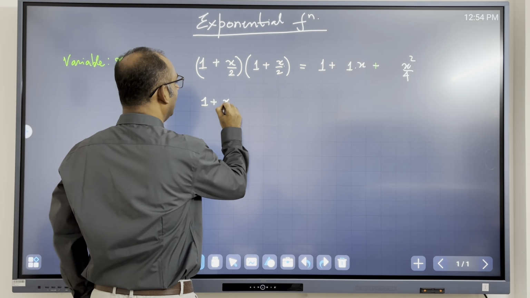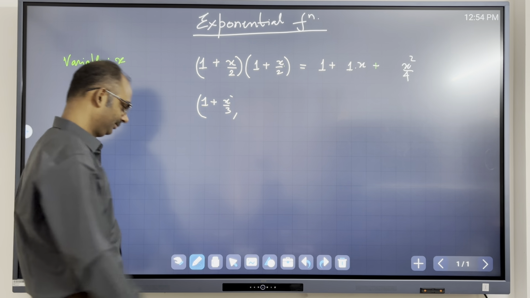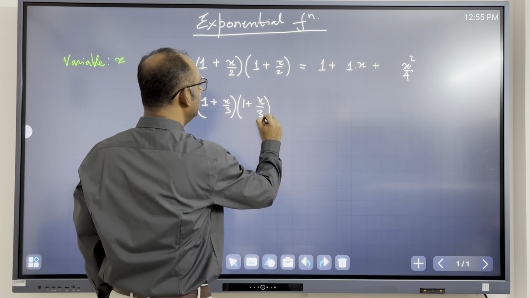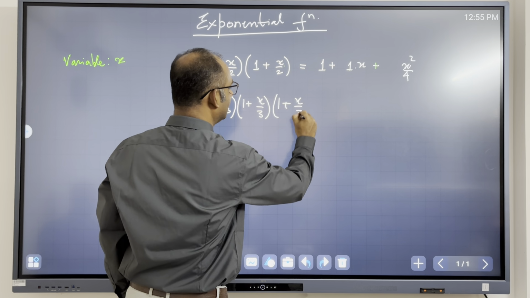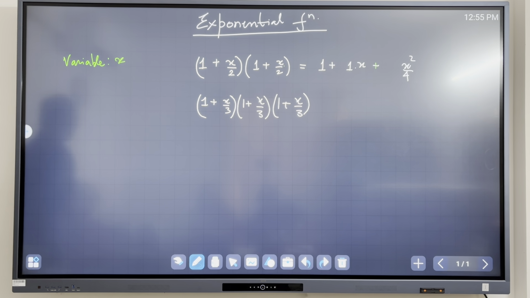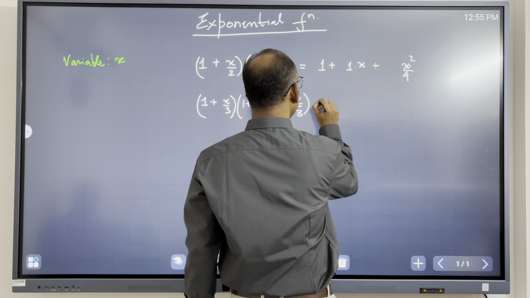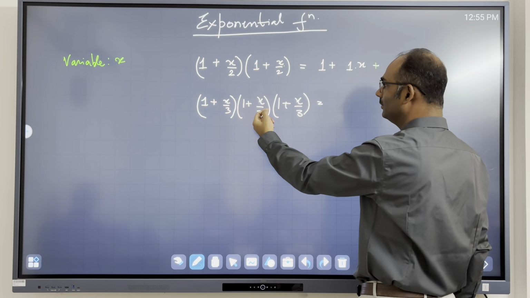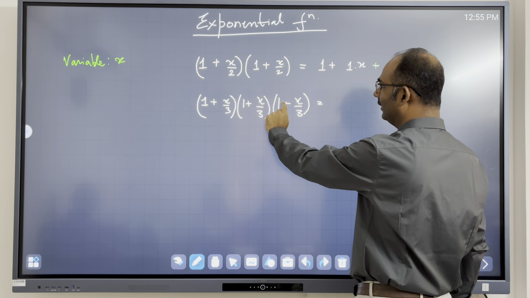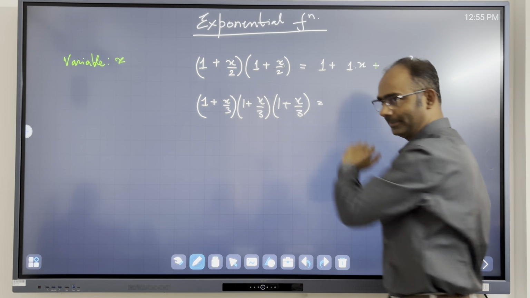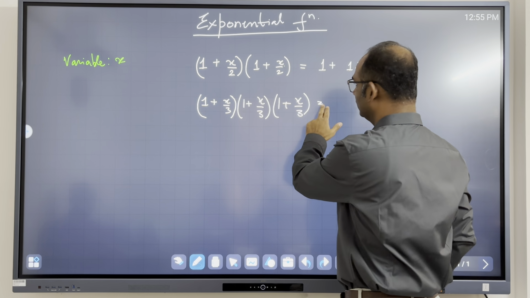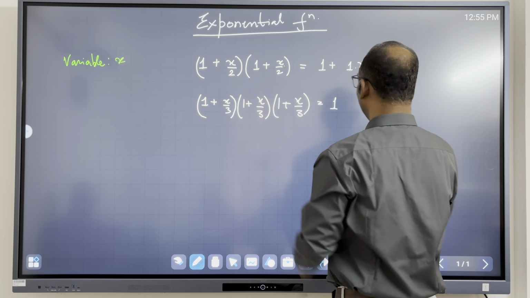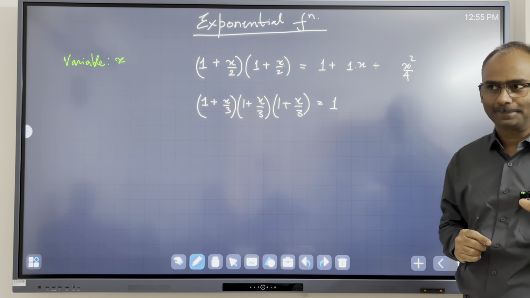Now let's take another one. 1 plus x over 3. And again I take 1 plus x over 3, but this time I take 3 factors. Okay, and we can calculate this also. The lowest order, the degree 0 term, which is the x to the 0 term, comes only when you multiply this one with that one with that one. Right? When you are expanding, the degree 0 term arises only when you multiply these 3. So that's one. Then the degree 1 term can arise in 3 ways.